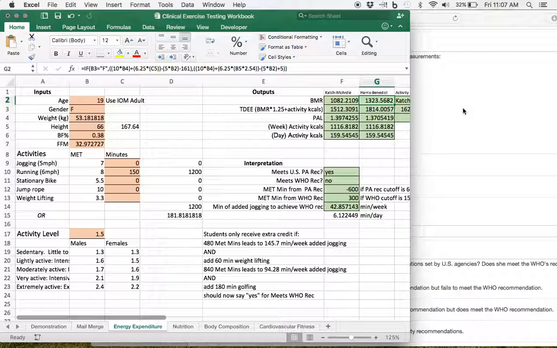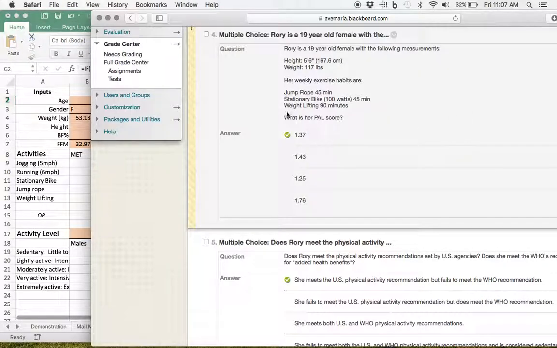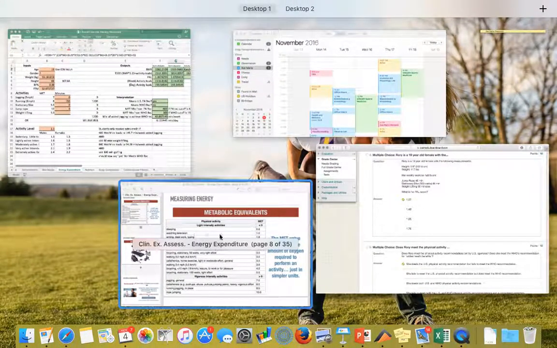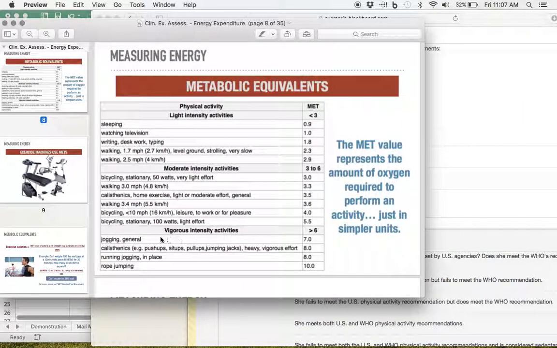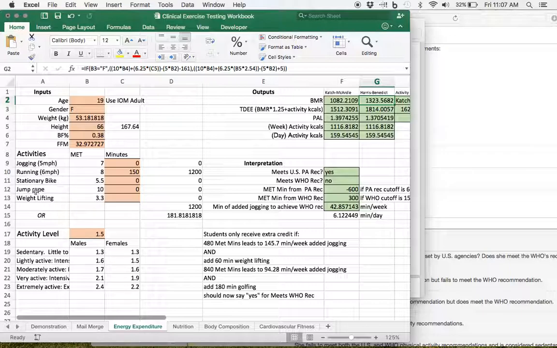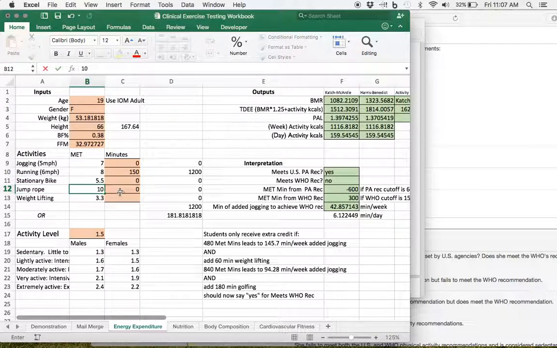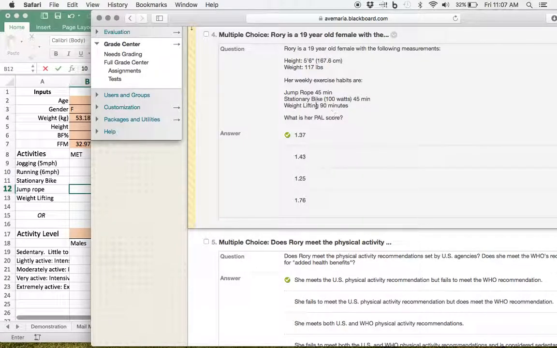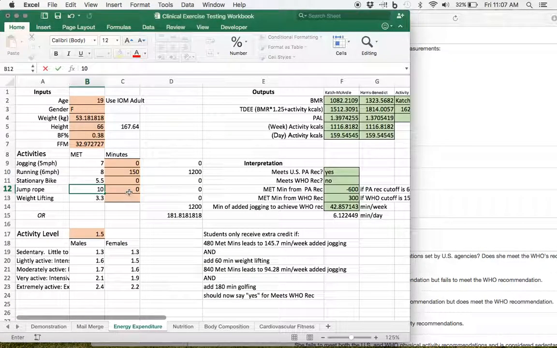Now, we also are given her activities that she does. So she jumps rope, and that one wasn't listed here. So where do we find that? We go to our slide, and we notice that rope jumping down here is 10 METs. 10 METs. So we're going to have to type that in. So rope jumping, that is 10 METs. And how often does she do that? Well, she does it for 45 minutes.